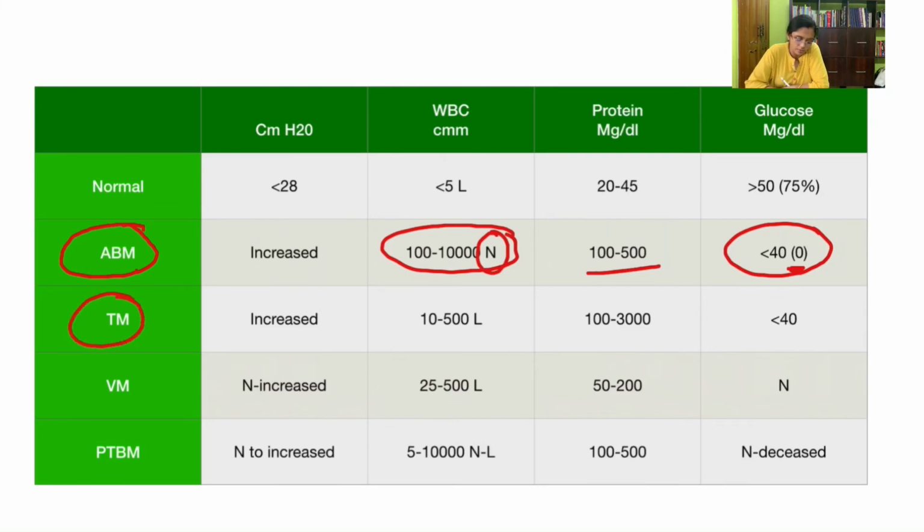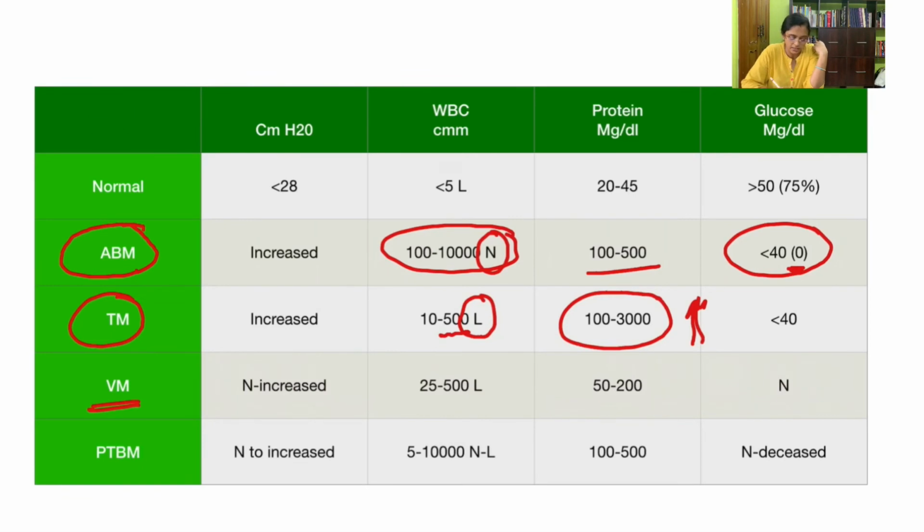In case of tubercular meningitis, the WBC is up to 500 only, but it is lymphocytic and the protein is very high here. Protein is very high. The sugar is less, but it is not as less as in bacterial meningitis.